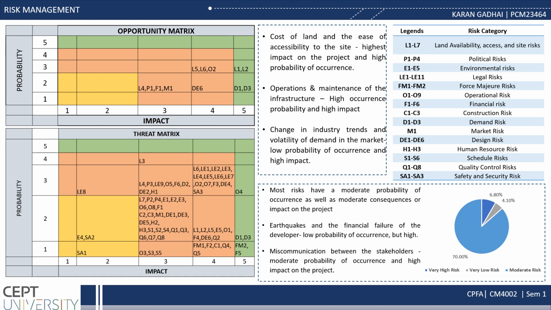Earthquakes and the financial failure of the developer have low probability of occurrence, as the developer is a very established developer, but the impact could be very high. Miscommunication between the stakeholders has moderate probability of occurrence and high impact on the project.